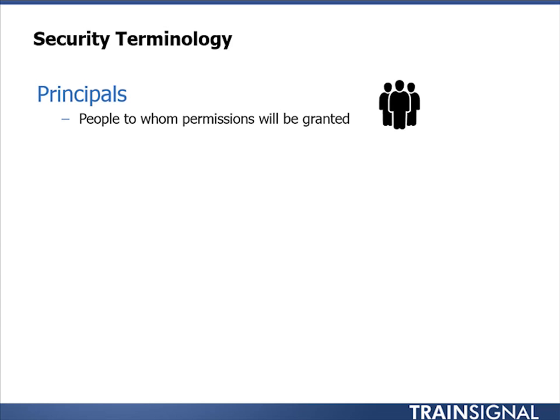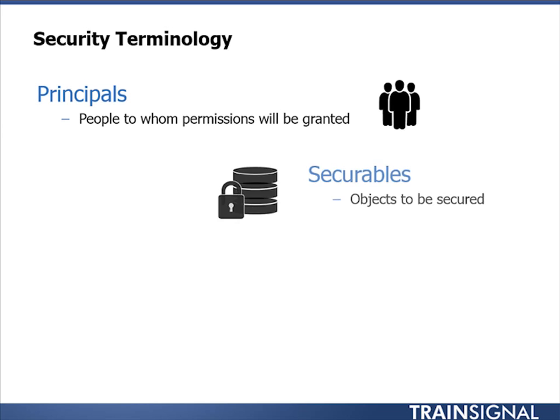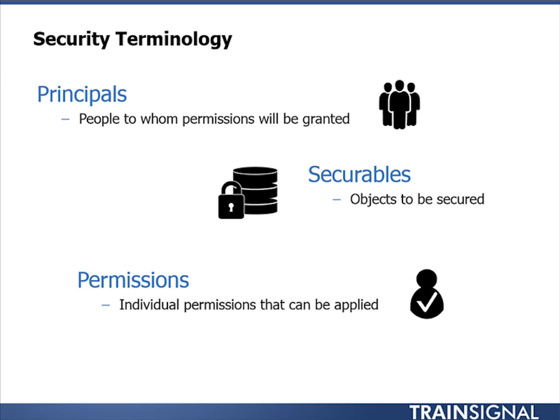SharePoint security really has three main moving parts. We've got principals, and these are the people or groups to whom we want to grant the permissions. We have securables, and these are the objects that are going to be secured, our sites, our lists, and our items. And then finally, we've got the permissions, and these are the different things that we want our users to be able to do.